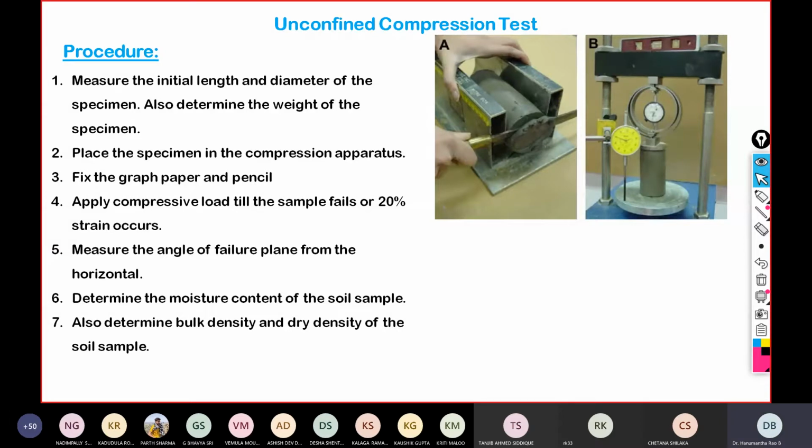Usually all UCS tests will be conducted on a fully saturated soil sample. The sample is first prepared at gamma D max and OMC. Then it is kept for full saturation. Then the UCS test is conducted on the saturated soil sample. Of course, without saturation also you can conduct the test. There is no harm. You can conduct it after saturating the sample or even without saturation.